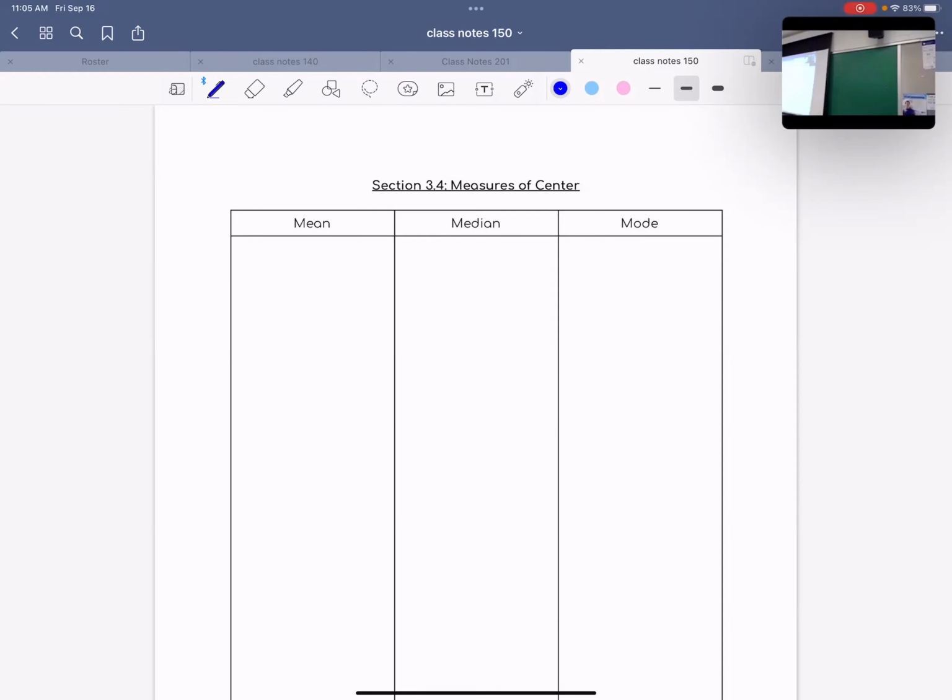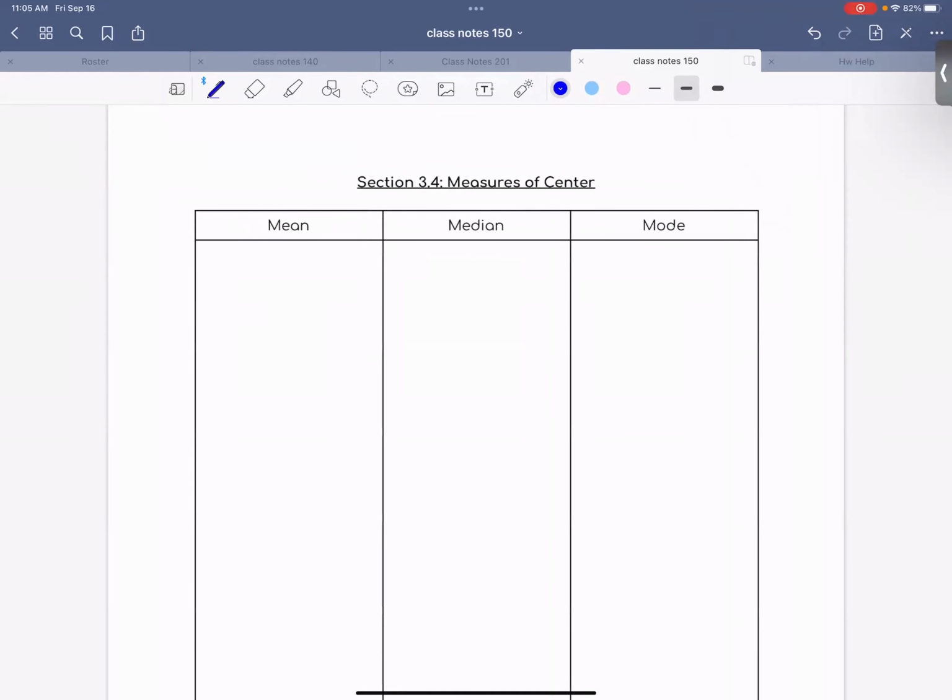So far we've been talking about data, collecting it, and making it into a graph. We also talked about measures of spread, which tell us how spread out things are. So range, percentiles, all those numbers represent measures of spread. Then we're going to talk about measures of center, which I think are more familiar to us. These are the numbers that represent the middle or center of the data set. And we have a couple of them.